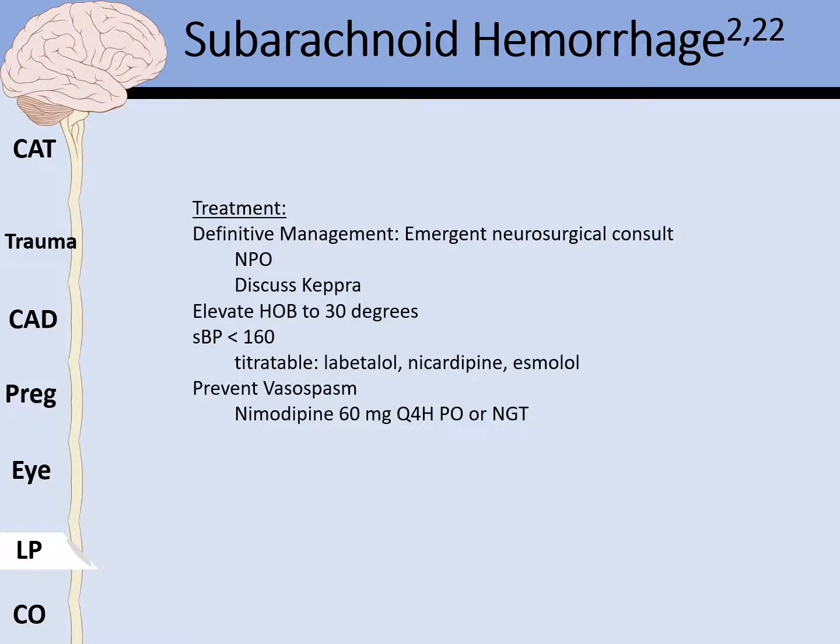As mentioned, treatment is with neurosurgery to help with coiling, and so the patient should be NPO. The use of Keppra is controversial and should be done in conversation with the neurosurgeon. To prevent increased intracranial pressure, elevate the head of the bed and drop the blood pressure below 160 systolic with similar meds mentioned before. An important drug to remember in subarachnoid hemorrhage is nimodipine, which is a calcium channel blocker that helps prevent vasospasm, because vasospasm can lead to permanent neurologic sequelae.